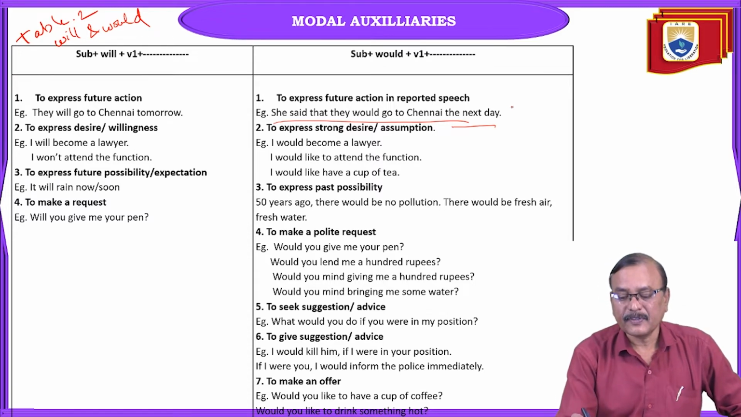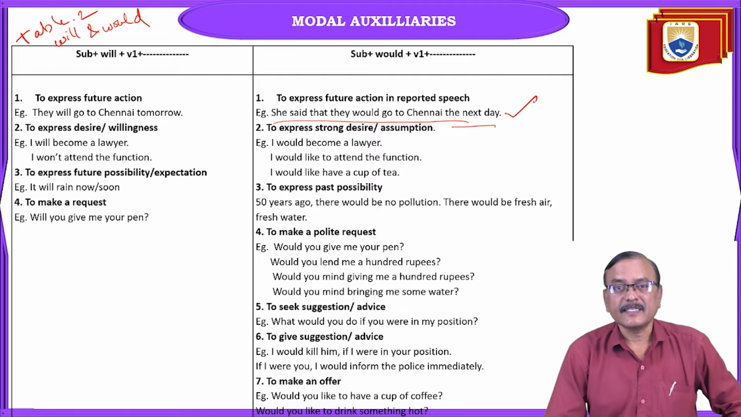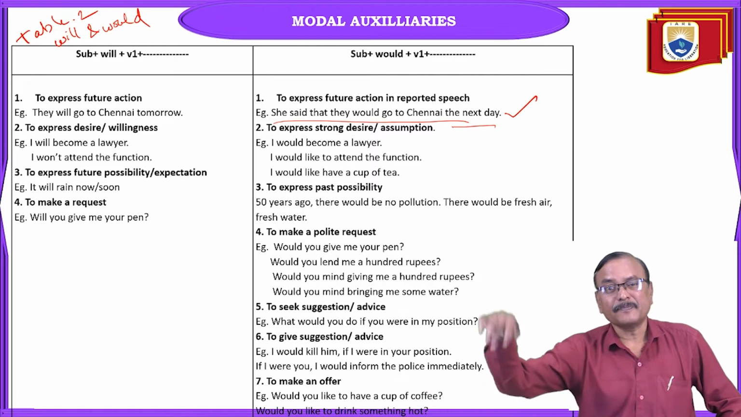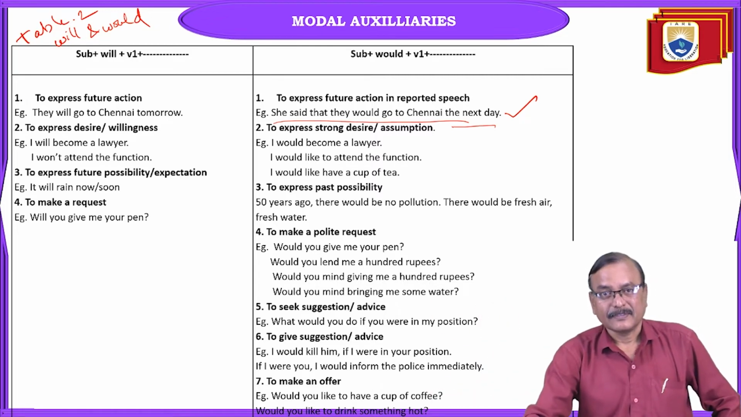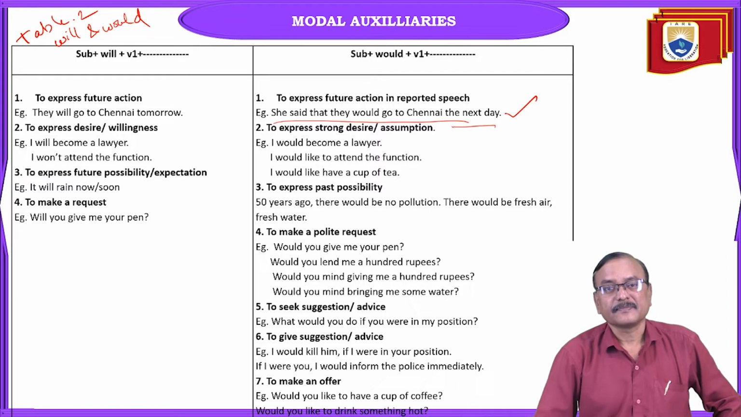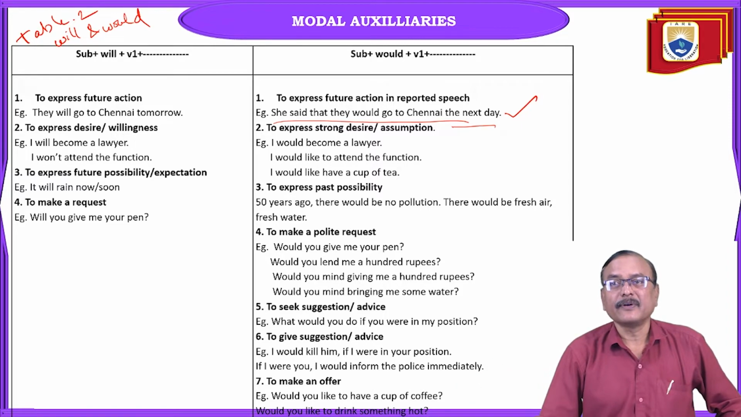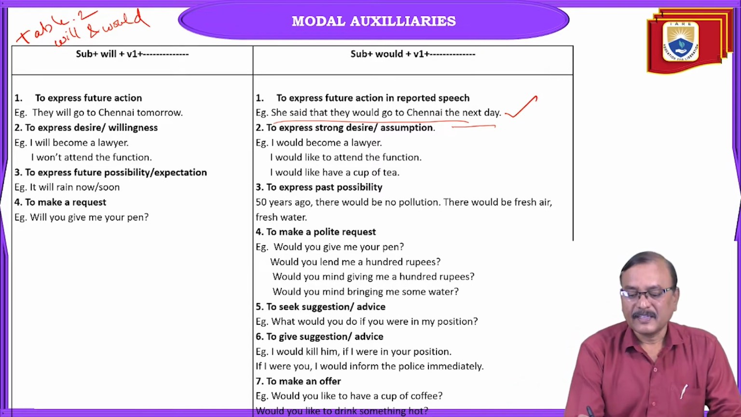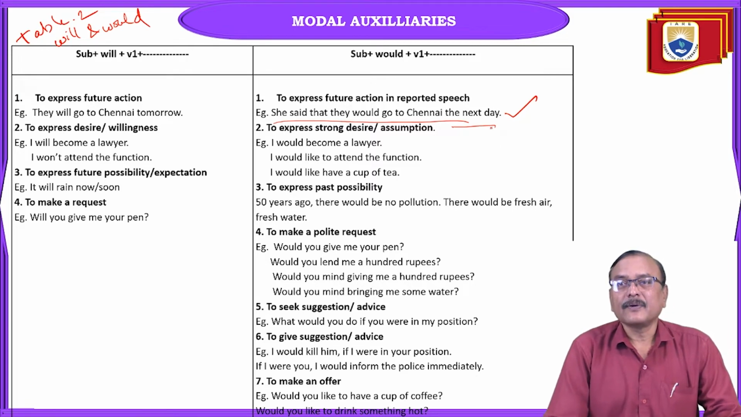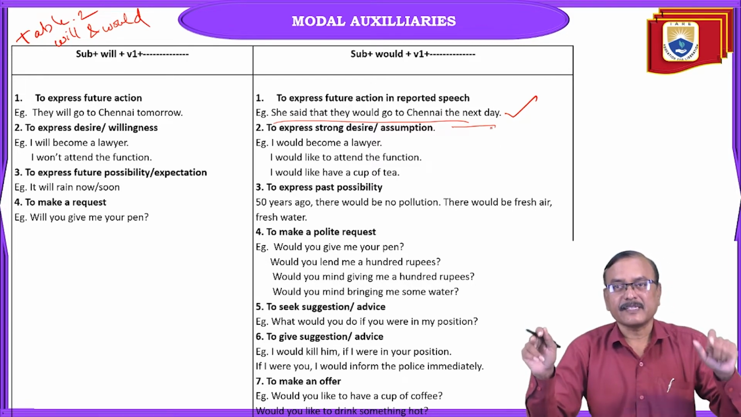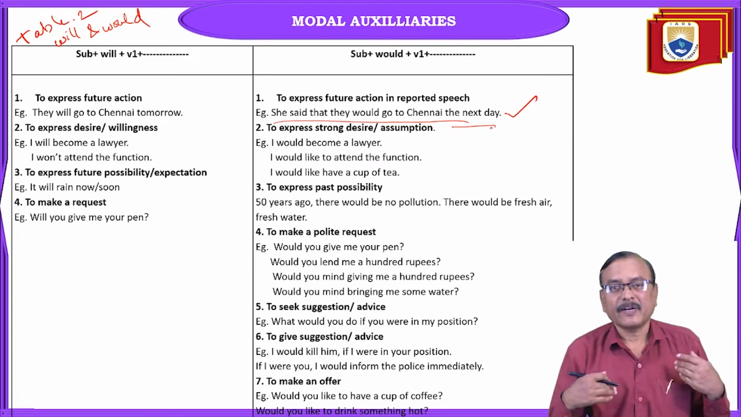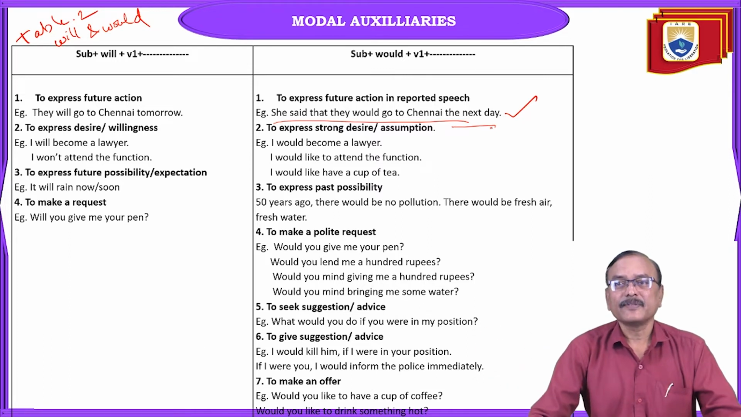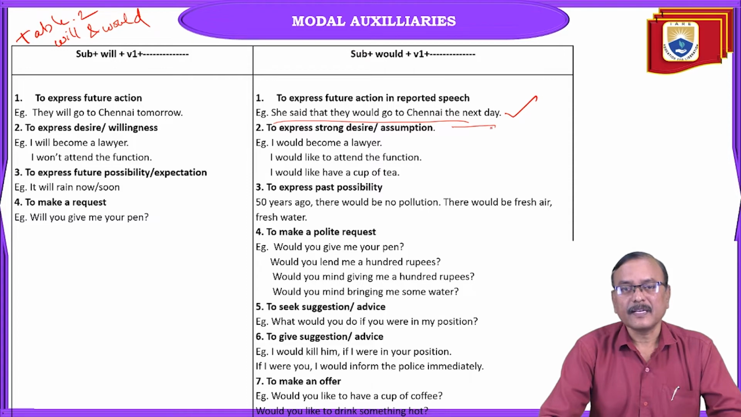So generally it is of past actions. Future actions which are reported in past. Future actions which are spoken in the past. Right? They said that they would go to Chennai next day. What is the actual sentence? She says, they will go to Chennai tomorrow. Those are the exact words of the speaker. But what we say in our reported speech, in our words, is she said that they would go to Chennai the next day. Is it clear?